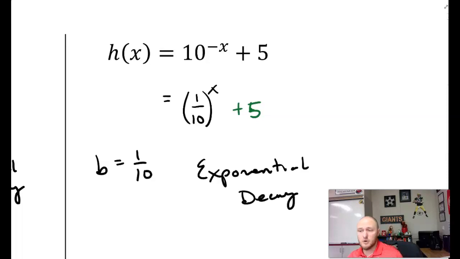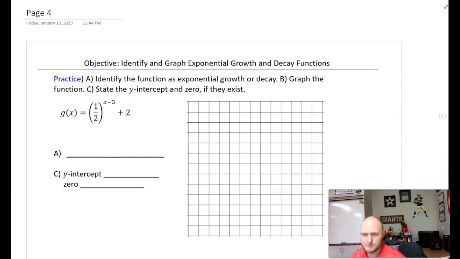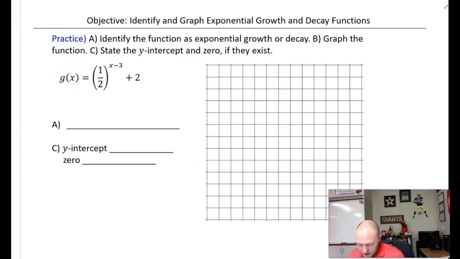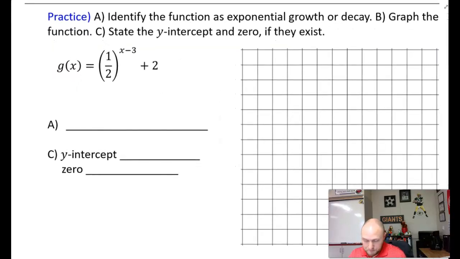Okay, so now that we've done that, we're going to go ahead and transition. Here is the first example that I'm going to go ahead and do with you. They want us to identify the function as exponential growth or decay and then graph the function. So what we're going to do is look at the base. Right away you can see that the base is 1/2. That means that this is exponential decay.